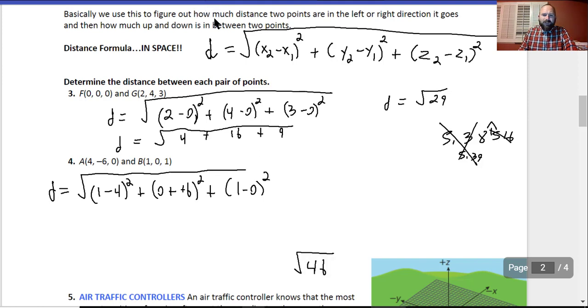All right, so here we go. It's the square root of 46. All right, let's go on.